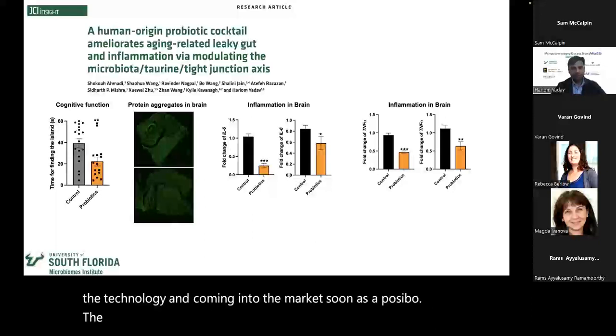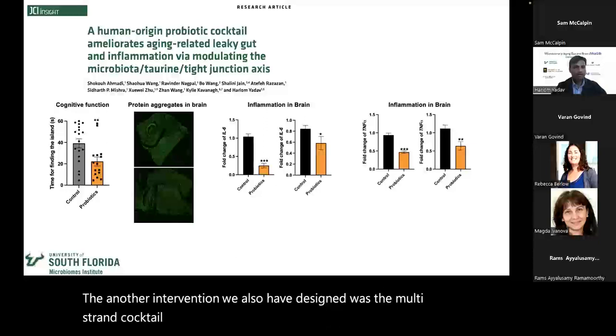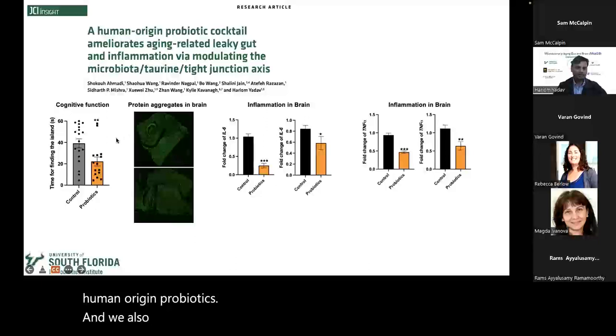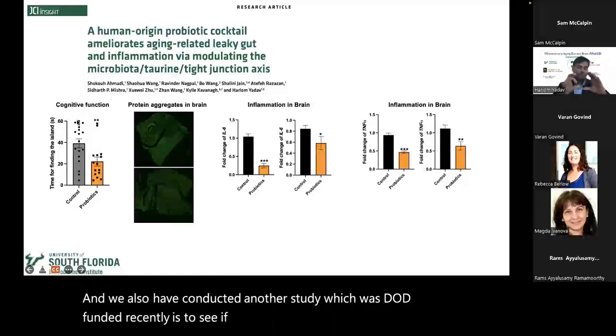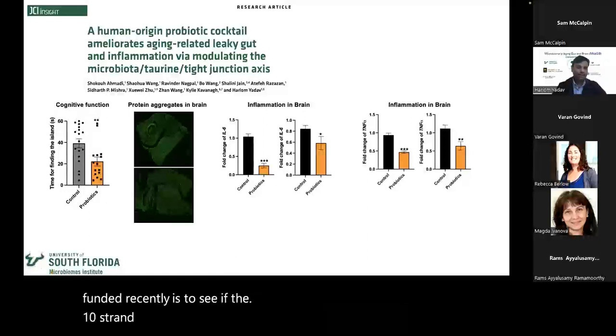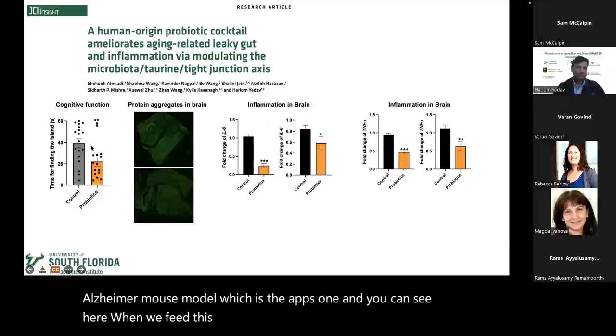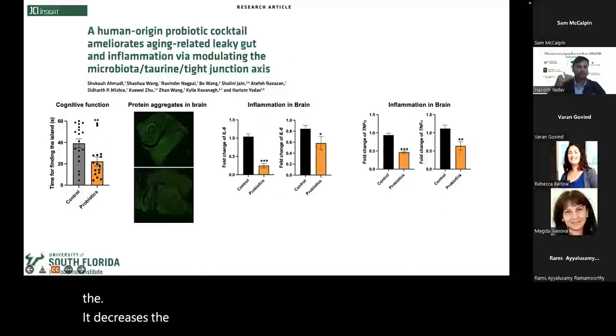Another intervention we designed was the multi-strain cocktail, combining 10 different strains of human-origin probiotics. We also conducted another study, recently DoD funded, to see if this 10-strain cocktail can reduce Alzheimer's progression in the Alzheimer's mouse model, the APPS1. And you can see here when we feed this probiotic intervention, it decreases the cognitive dysfunction onset in the APPS mouse.